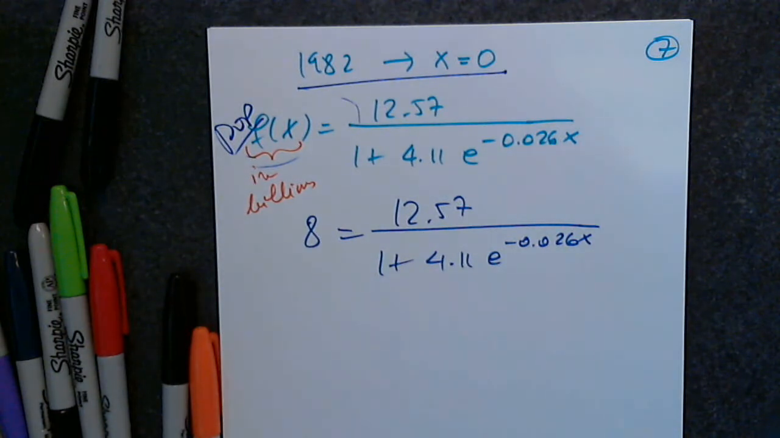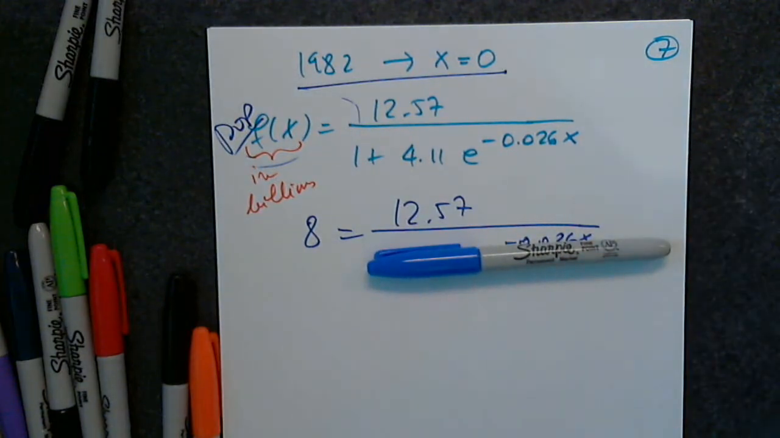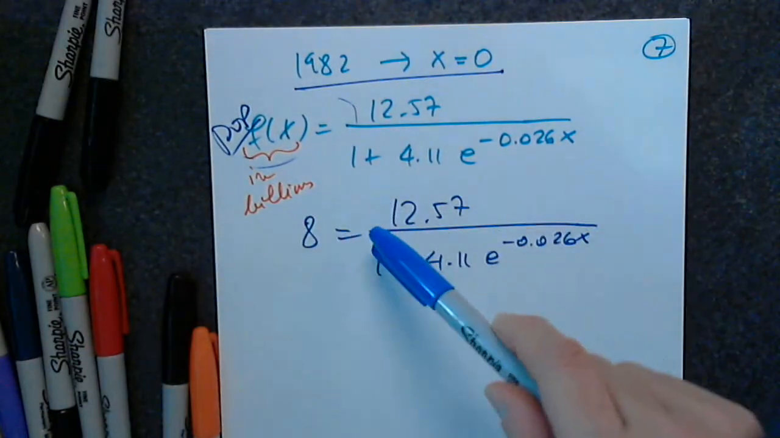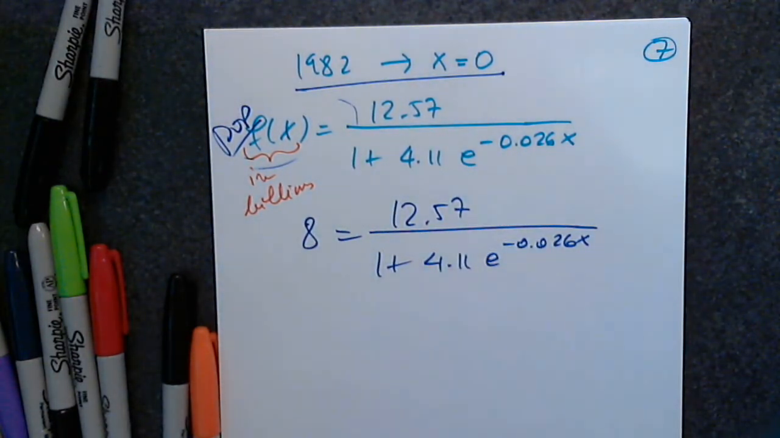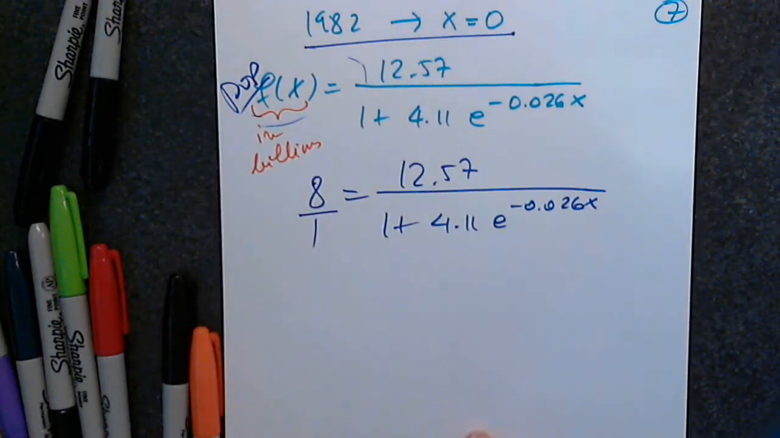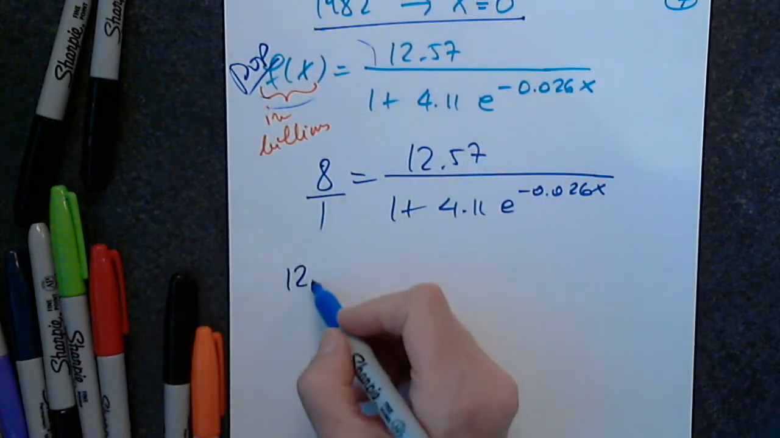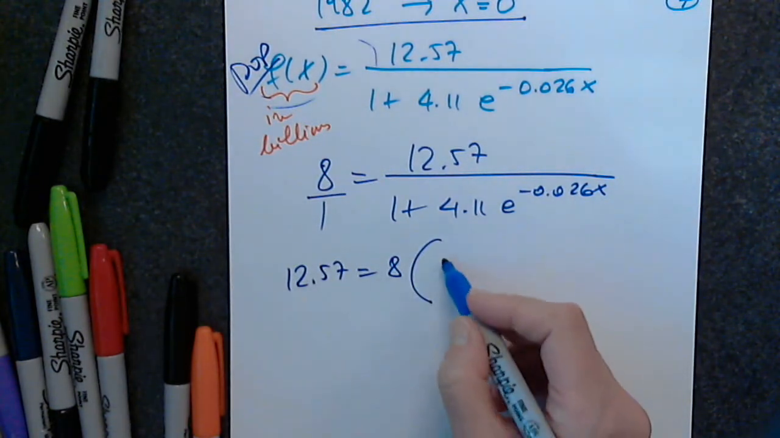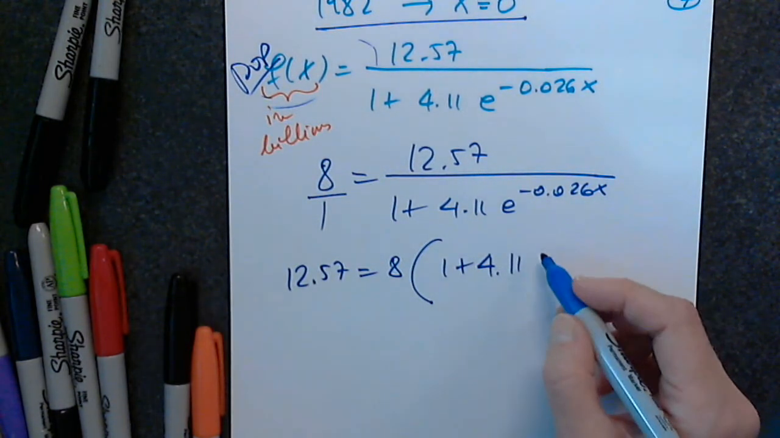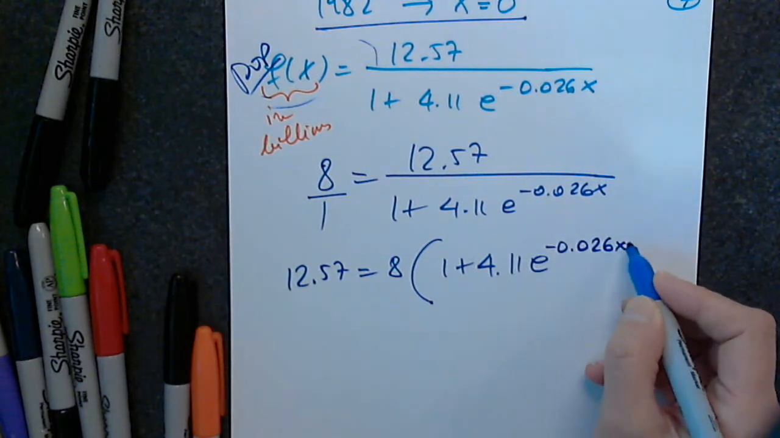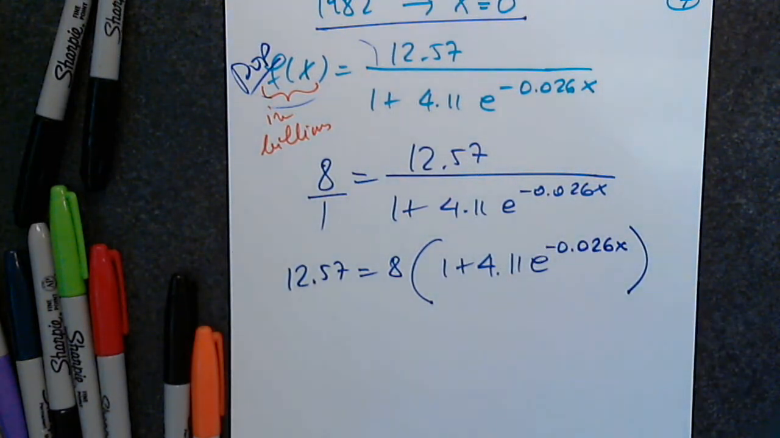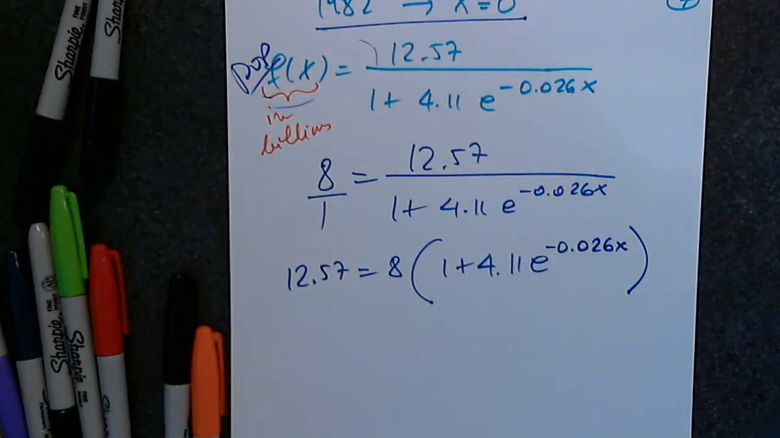Now you will say, how do I solve this? Exactly. That's exactly what I was going to say. Forget about the noise you see in the denominator. It's a proportion. At its core, it's a proportion. So we will cross multiply. So 12.57 equals 8 times (1 plus 4.11 e to negative 0.026x). Okay. So I changed it from a proportion to a product on the right.